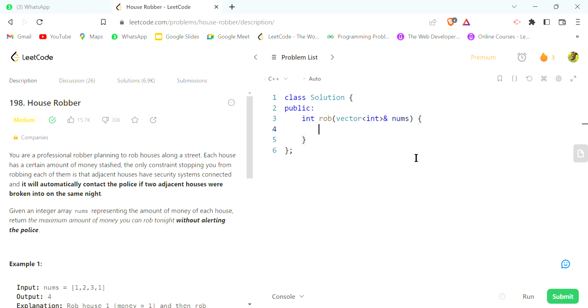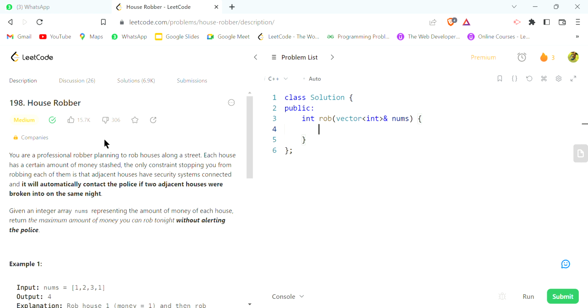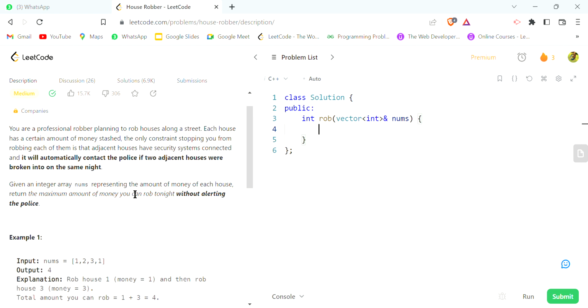Today we are going to solve another LeetCode problem, which is 198 House Robber. It is also today's daily challenge. So first, let us read the problem.